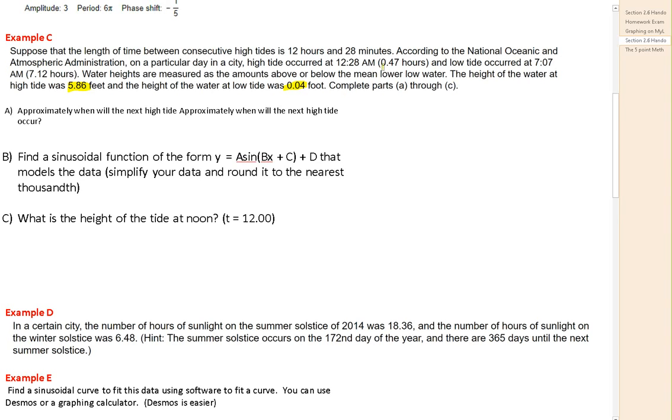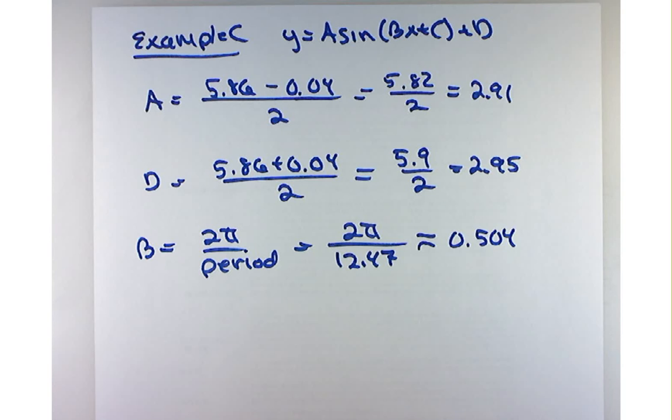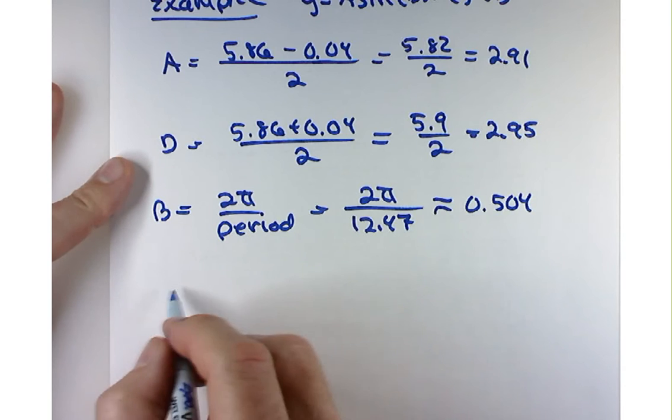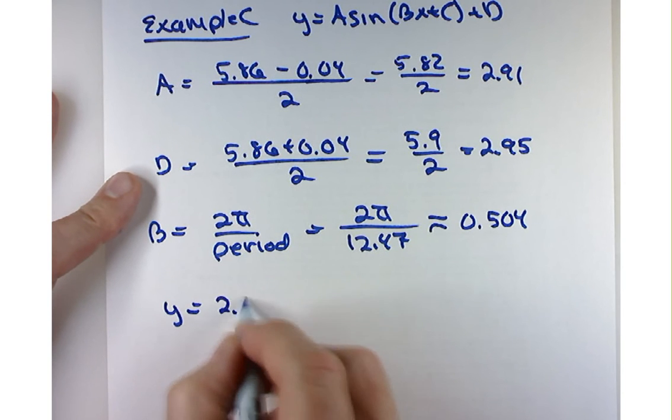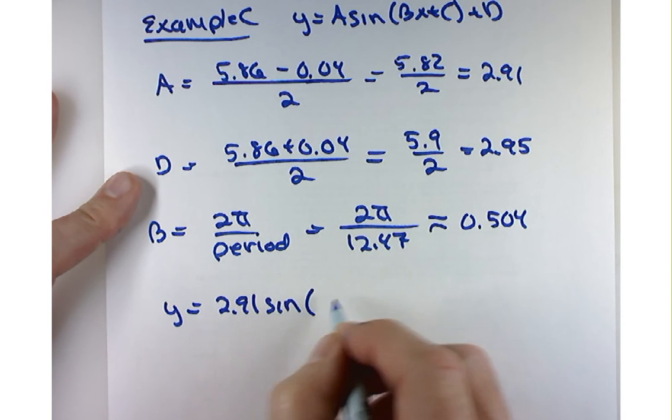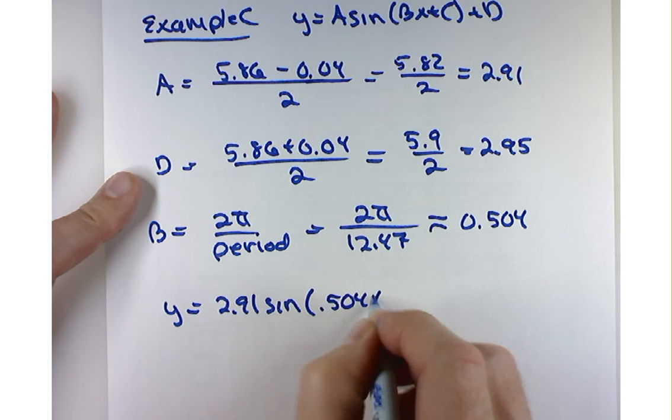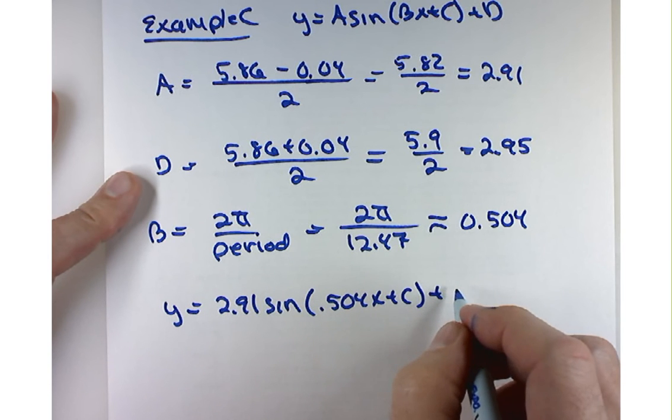High tide occurred at 12:28 a.m., 0.47 hours. All right, that's what I need right there. High tide occurred at 0.47 hours. So in order for us to get a high tide, let's put in all the information we've got. So we've got y equals 2.91 times sine of 0.504x plus c, plus 2.95.